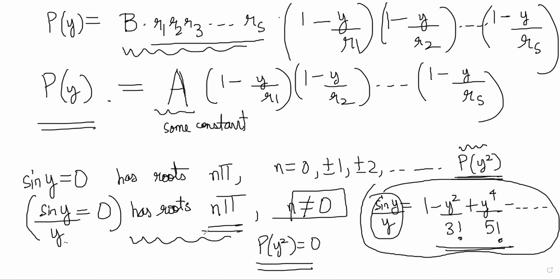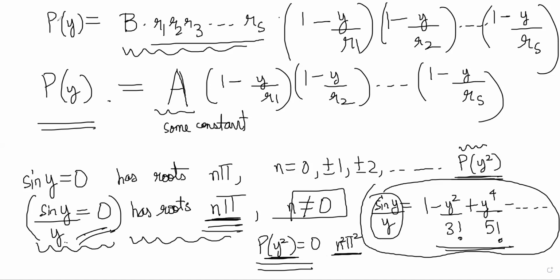This equation will have some roots, right? This equation will have roots which will be the square of the roots of p of y, right? P of y was this. Those roots were n pi. So p of y square's roots will be n square pi square, where n is not 0, right? I hope everybody is understanding what I'm saying here.